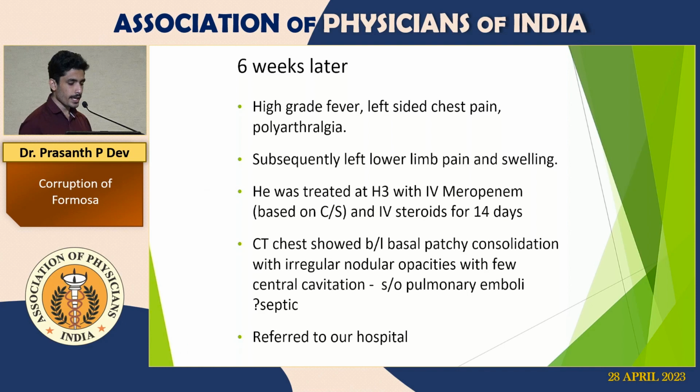6 weeks later, he again developed intermittent episodes of high-grade fever with left-sided chest pain and this time with polyarthralgia. He also subsequently developed left lower limb pain and swelling. He was treated at Hospital 3 with IV meropenem based on a culture and sensitivity report there, and was on IV steroids for around 14 days. A CT from there showed bilateral basal patchy consolidation with irregular nodular opacities with a few central cavitations, suggestive of pulmonary emboli, query septic, and he was then referred to our hospital.